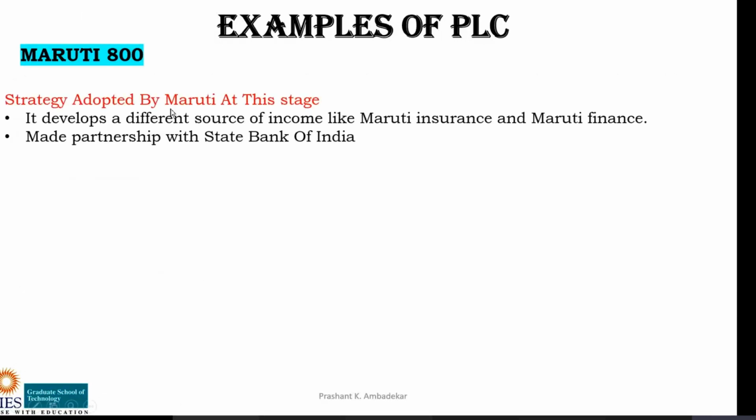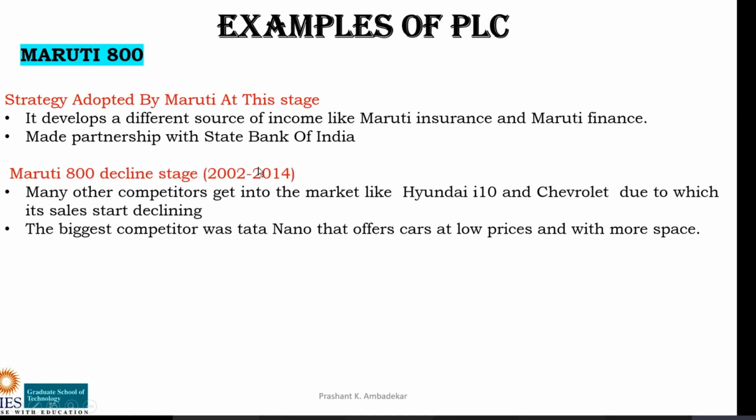Then what strategies were adopted by Maruti? It developed big sources of income like Maruti Insurance and Maruti Finance. These were brought in the market, and it also made a partnership with the State Bank of India. Take a loan from State Bank of India and you will get it at a lower price for purchasing a car, something like that. I don't know exactly what partnership they made, but something like that.